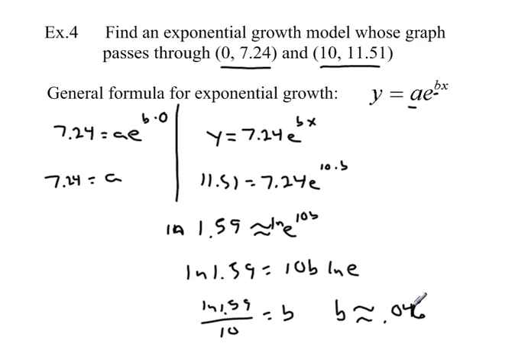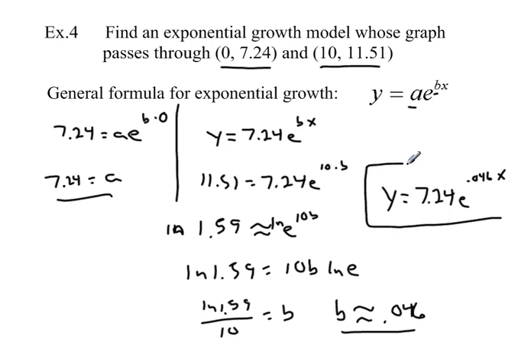So that's your growth rate. So the population is growing at about 4% per year. So now we know A, we know B. Let's plug this into this equation. So y equals 7.24 times e to the 0.046 times x. And I guarantee you your next test is going to ask you to do one of these problems, so I'm going to put a star in the margin.